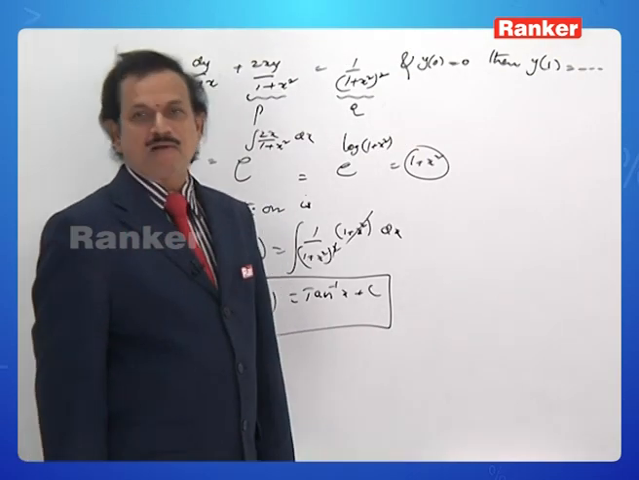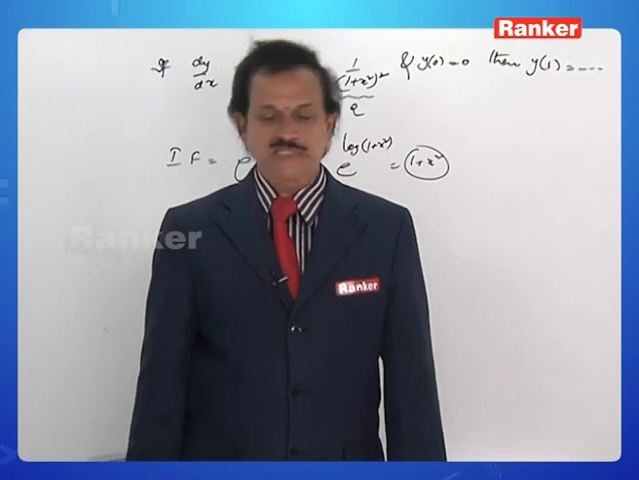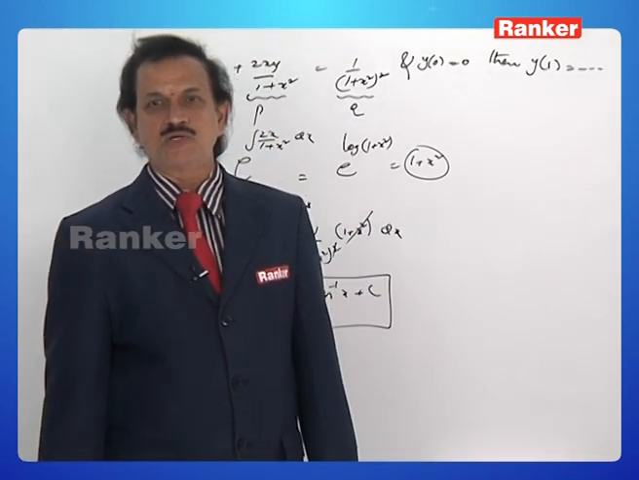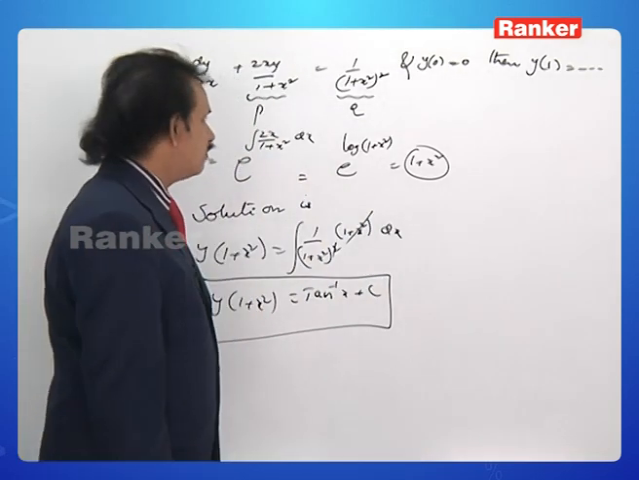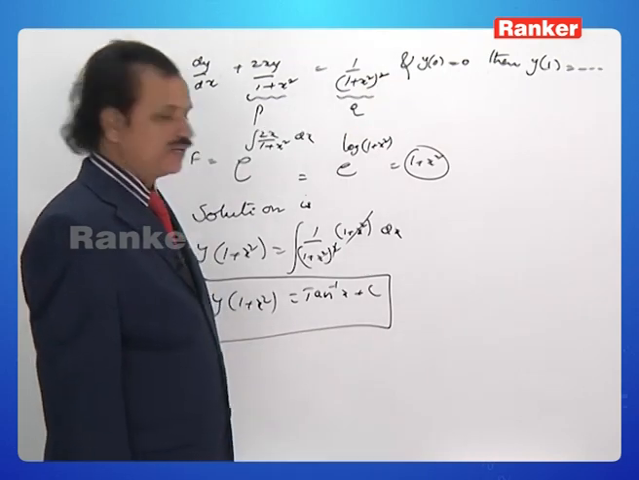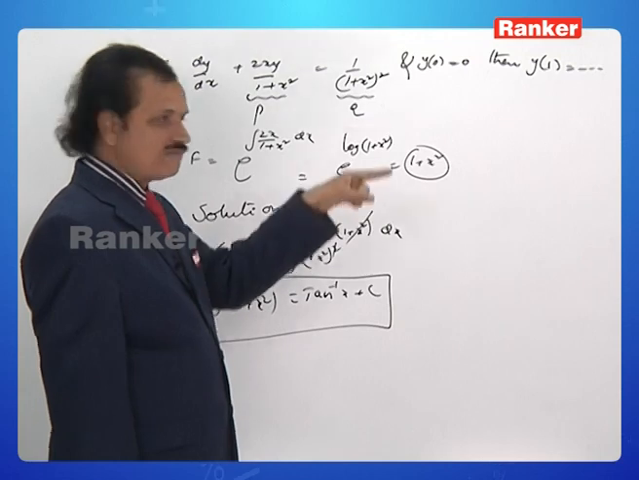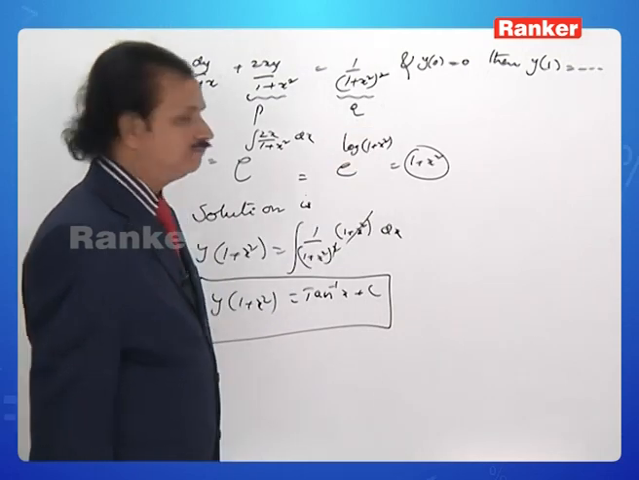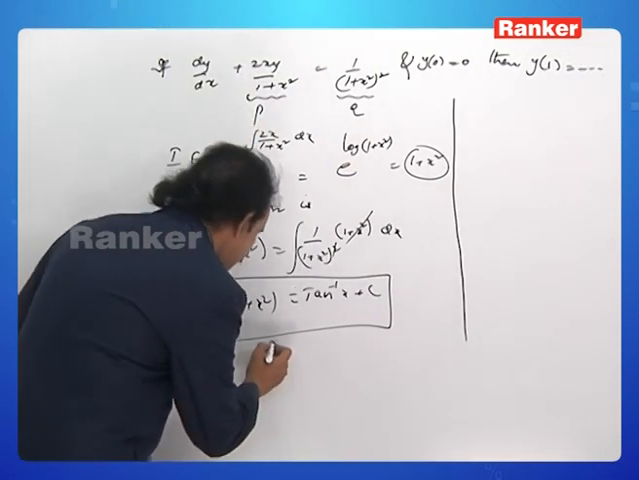As in the previous problem, here also two pieces of responsibility are laid on our shoulders. What are they? Number one, you are supposed to make use of the information y at 0 is 0, and then making use of that to find y at 1.